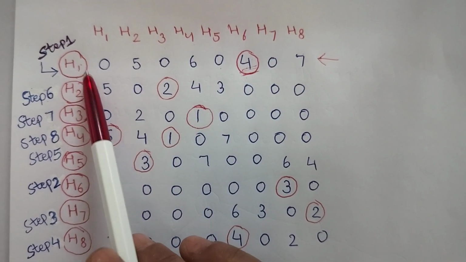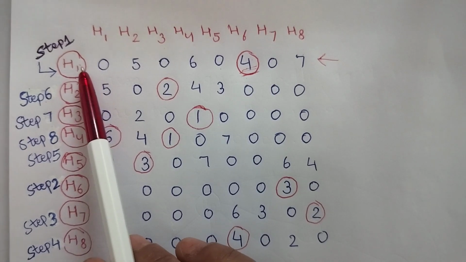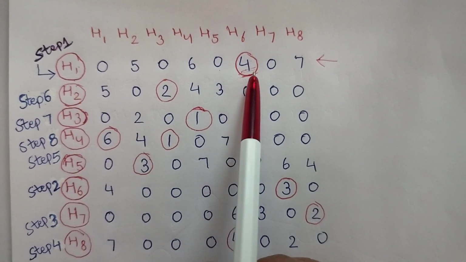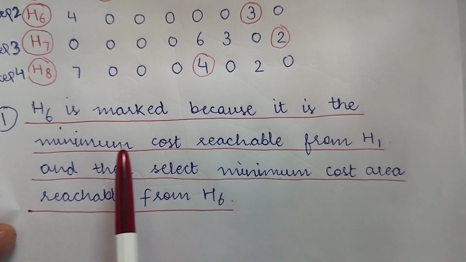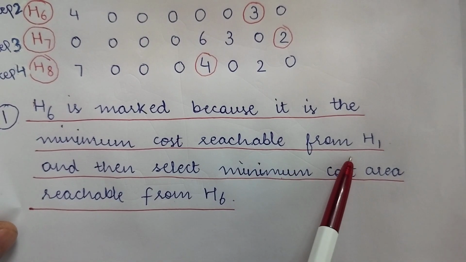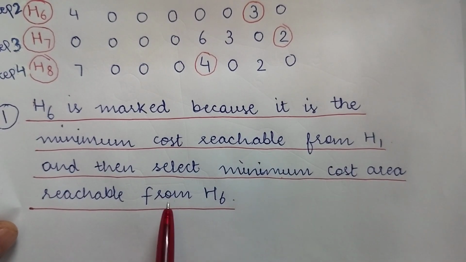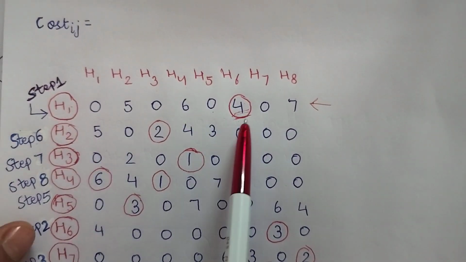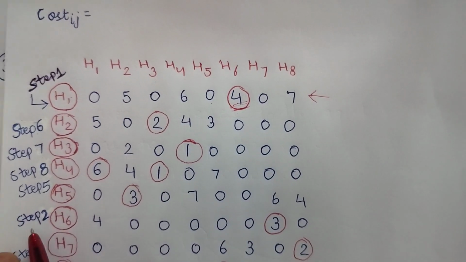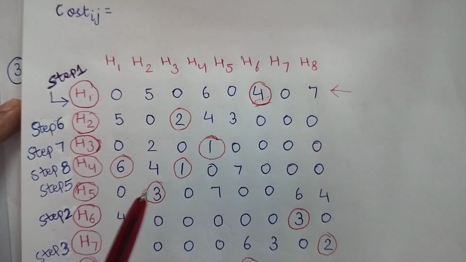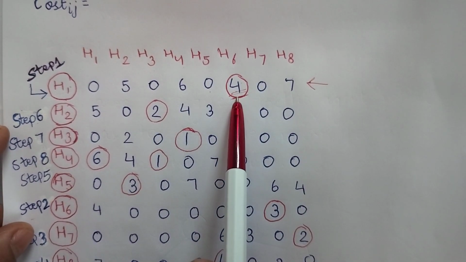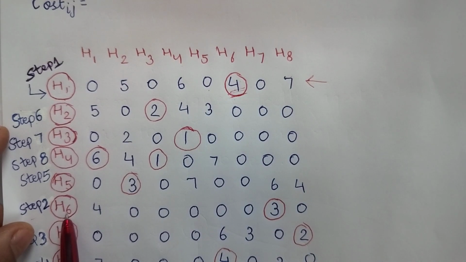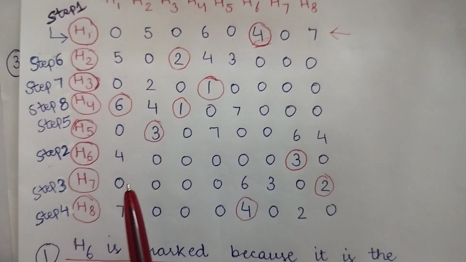So if you want to reach a location from location H1, the minimum cost location is H6, which is 4 here. So you have marked it. You can clearly see H6 is marked because it is the minimum cost reachable from H1, and then you select the minimum cost area reachable from H6. So this was step 1. Now you have found the minimum cost area reachable from H1, which is H6. Now you will find the minimum cost area reachable from H6, which is your step 2.